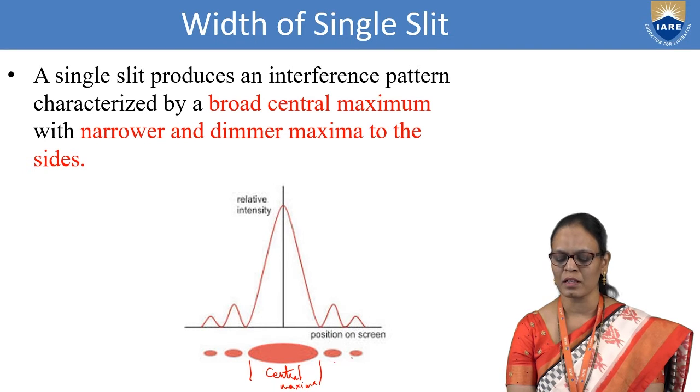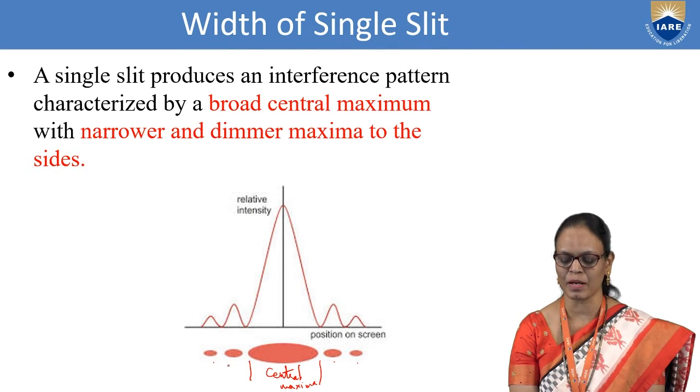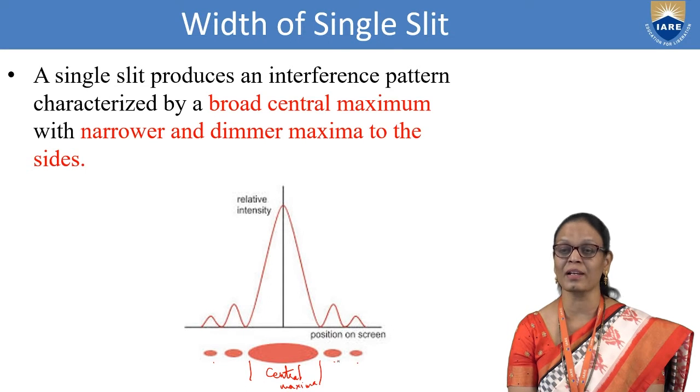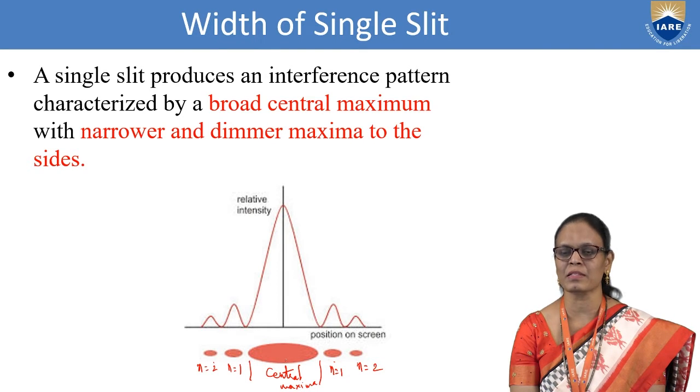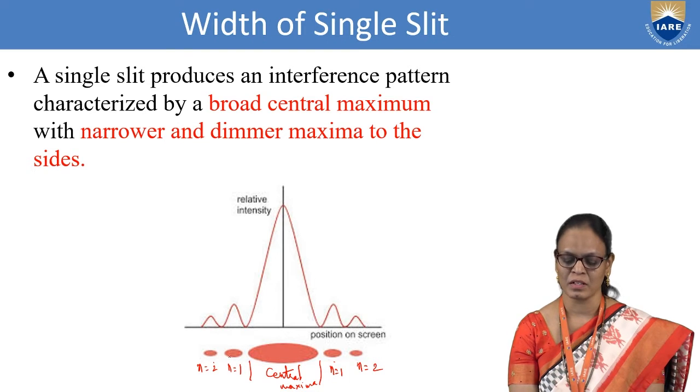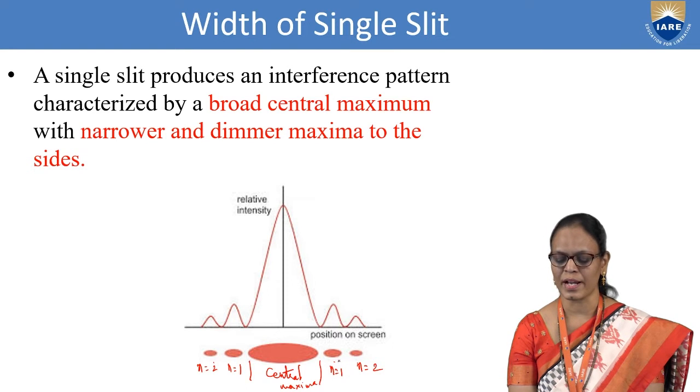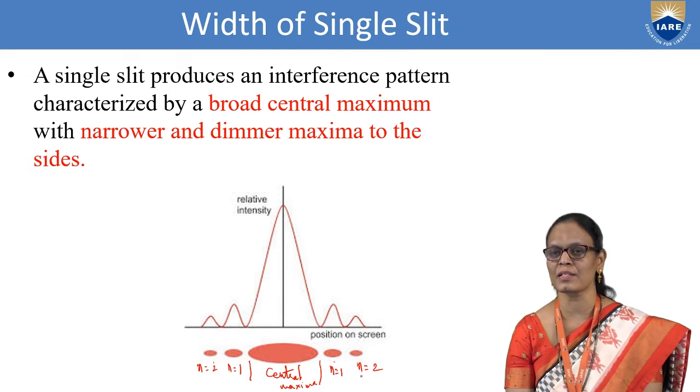And then you see other spots on either side of the central maxima. They are dim and also narrow. This is n equal to 1 and this is n equal to 2 on the right. In the same way, on the left we have n equal to 1 and n equal to 2. So this is the central maxima, which is broad and bright, and then to the left you have n equal to 1 and n equal to 2, the first order and second order secondary maxima, which are narrow and less bright. The same thing on the right side also, for n equal to 1 and n equal to 2.